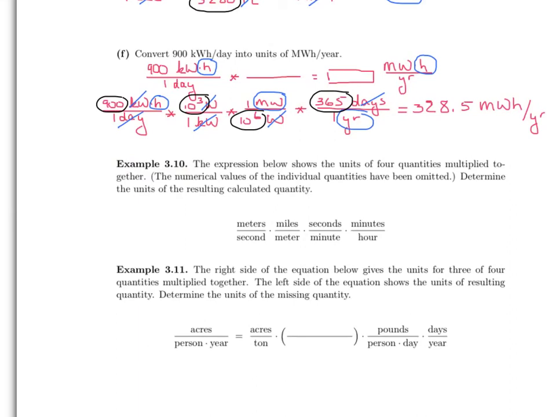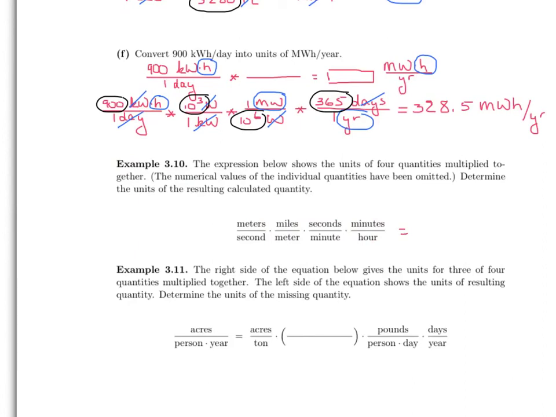The expression below shows the units of 4 quantities that are multiplied together. So we've got one quantity here, here, here, and here. The numerical values of these 4 quantities have been omitted so that we can just focus on what's happening with the units. So you would just have to imagine in your mind that there are numerical values associated with each of these. The question is, when you multiply 4 quantities together that have these units, what will be the units of the final quantity?